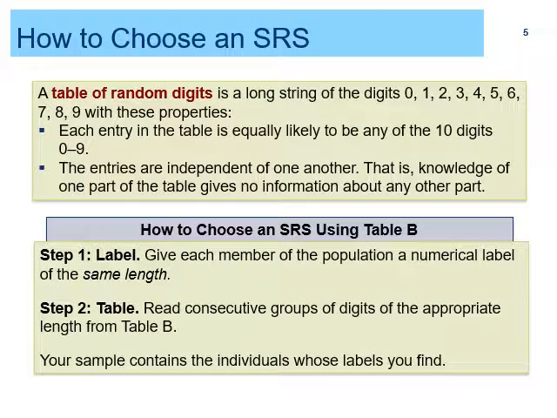So how do we choose an SRS using Table B? Table B is in the book. Step 1, label: give each member of the population a numeric label of the same length. Step 2, table: read consecutive groups of digits of the appropriate length from Table B. Your sample contains the individuals whose labels you find.